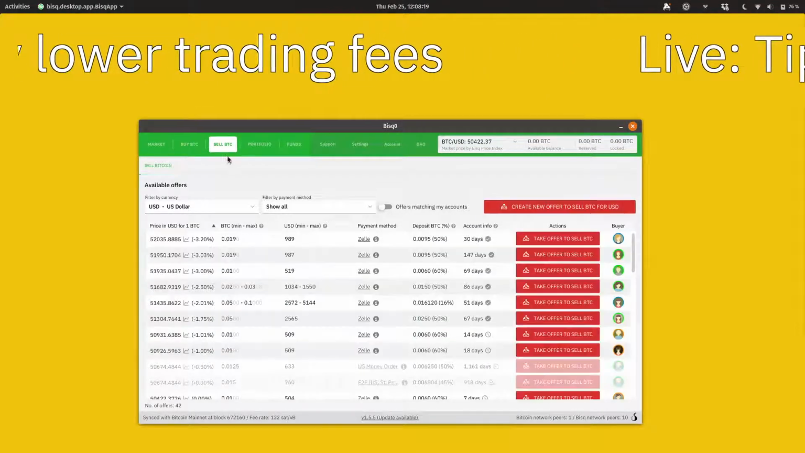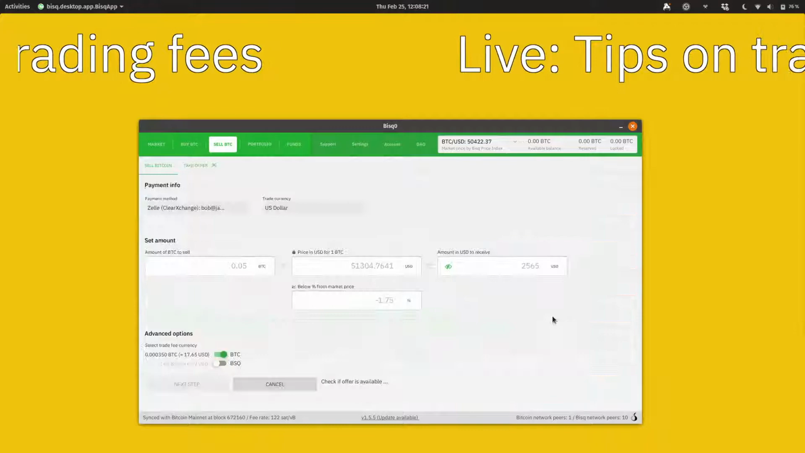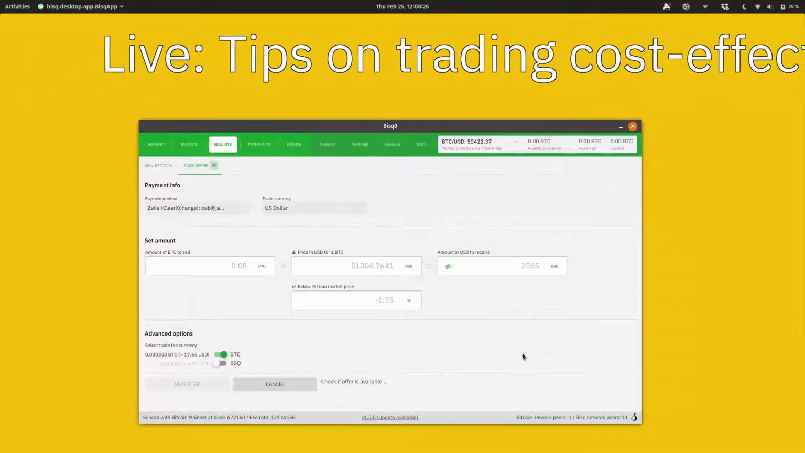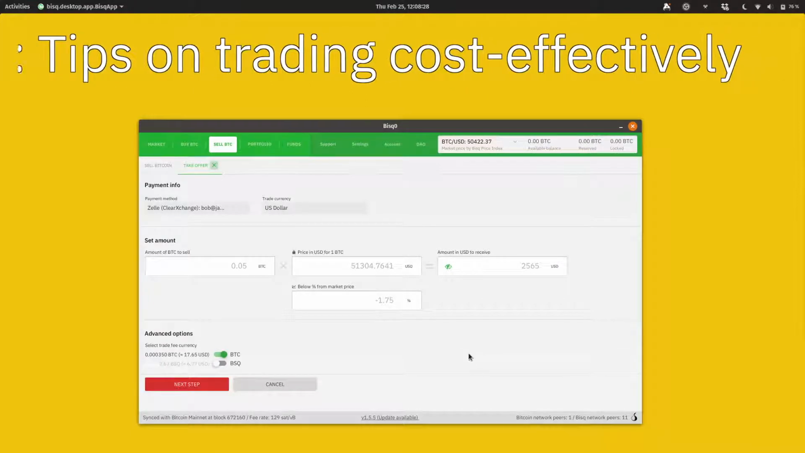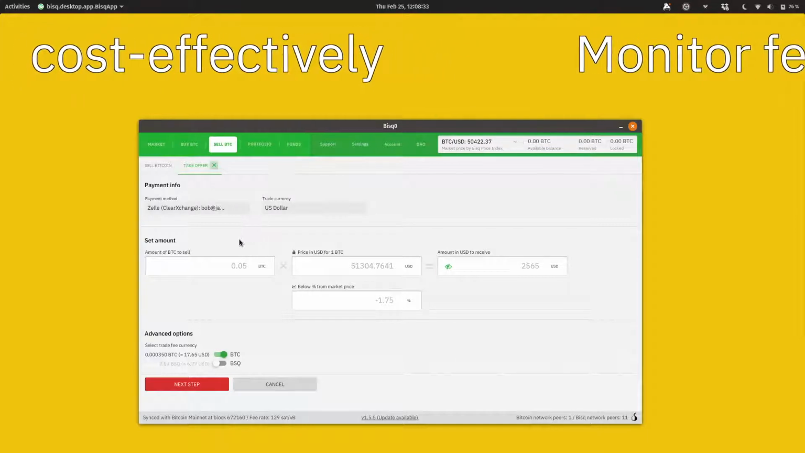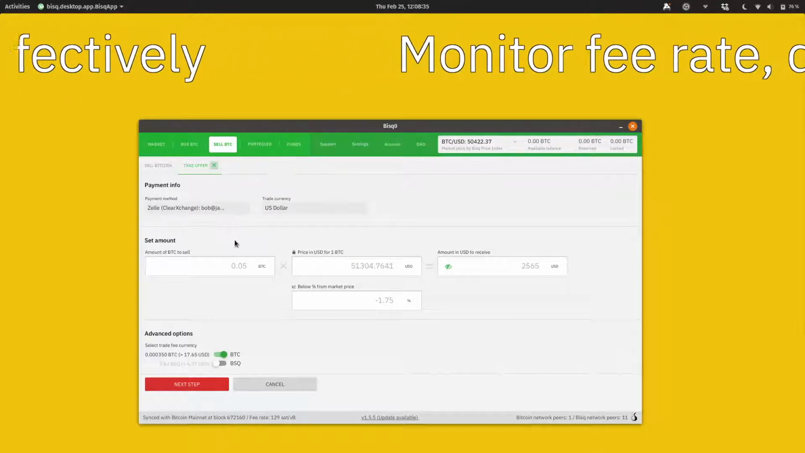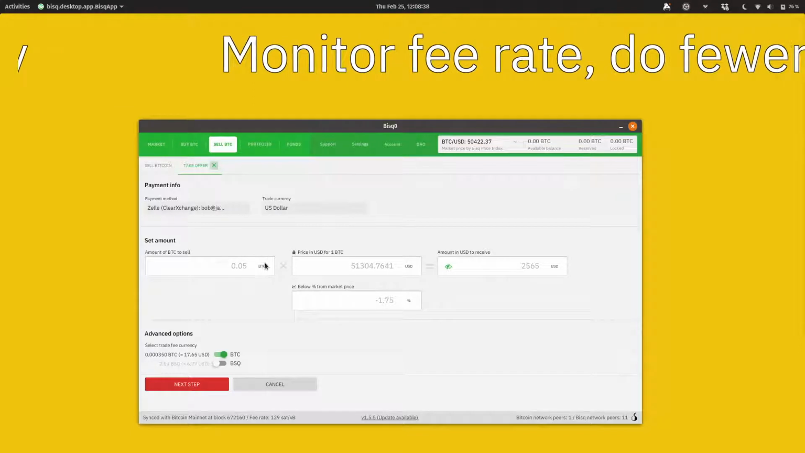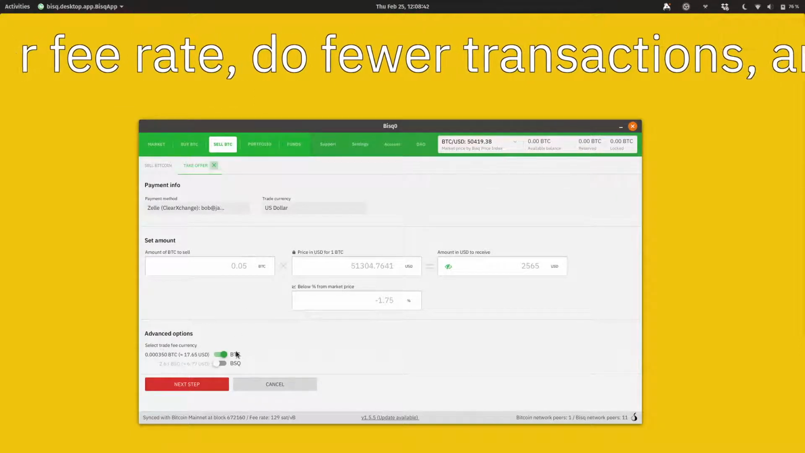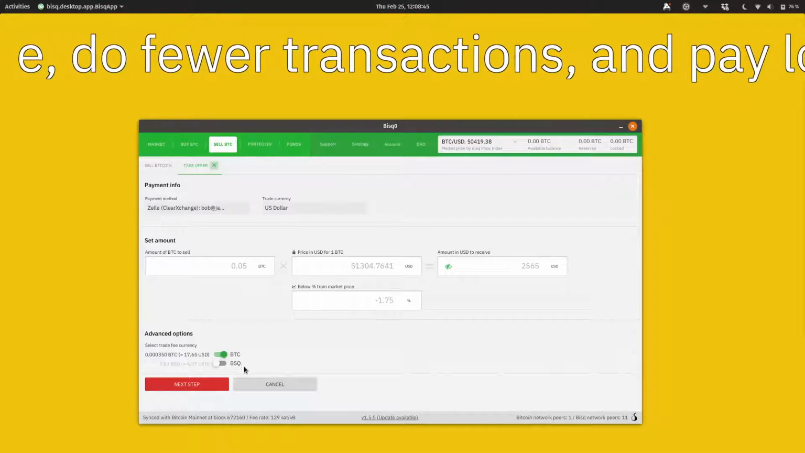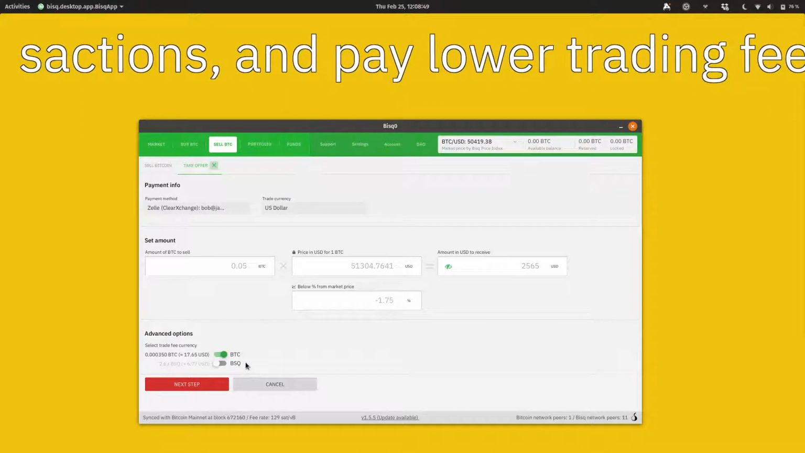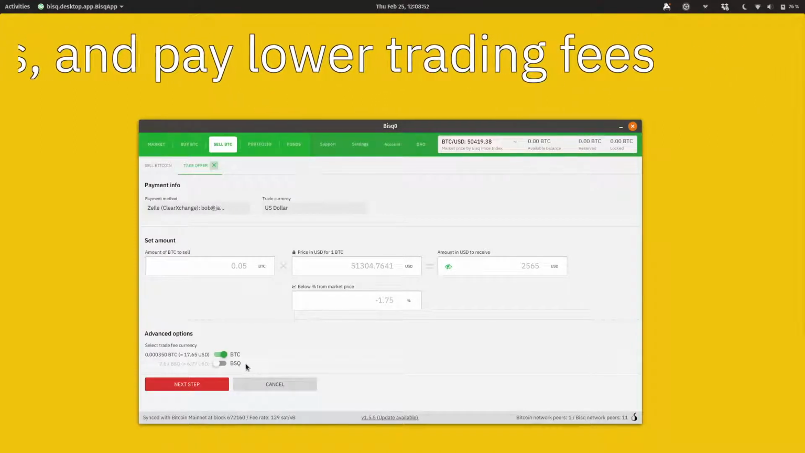with BSQ instead of Bitcoin. This is just a random example. I happen to have a dummy Zelle account set up here, and I'm going to take an offer to sell Bitcoin. And if you notice here on the bottom, it says advanced options, and there's a trade fee currency option where you can choose to pay your trade fees with Bitcoin or BSQ, which is colored Bitcoin.